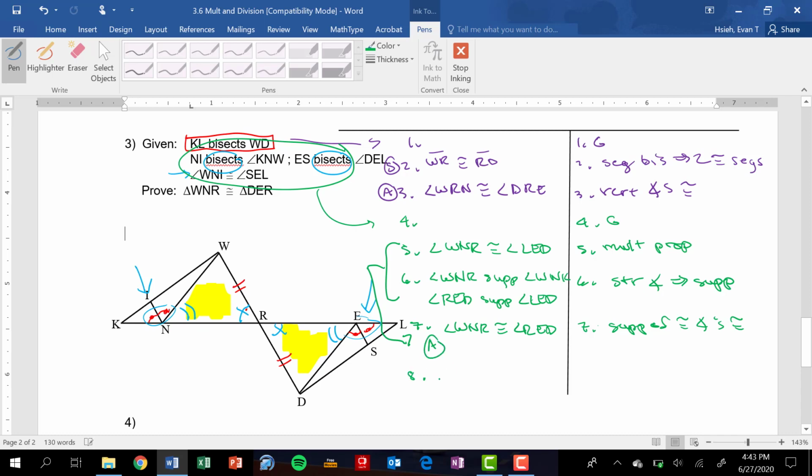And so step 8, I can now say that triangle WNR is congruent to triangle DER. Wahoo, big moment. And that would be by angle, side, angle, side from steps 7, 2, and 3.